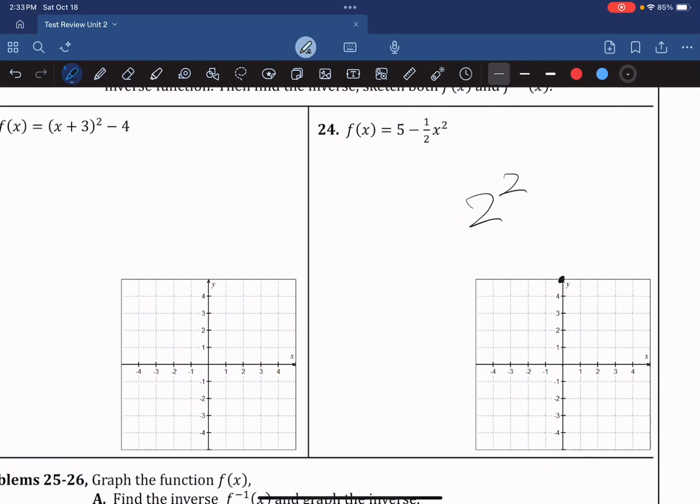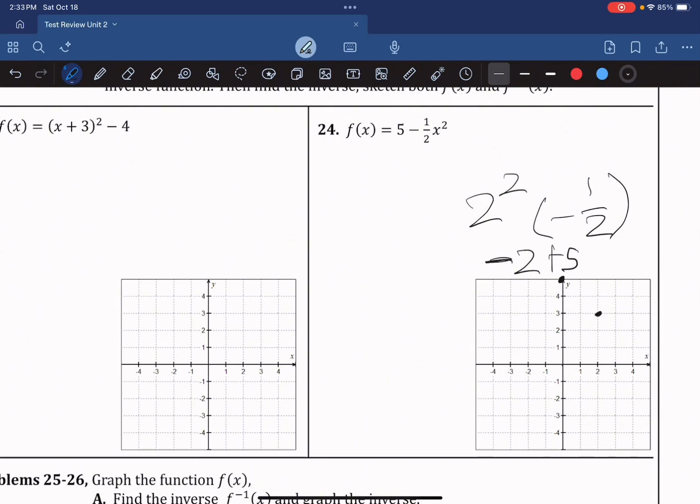2 squared times minus 1/2. 2 squared is 4, times minus 1/2 is minus 2. Minus 2 plus 5 is 3. So x equals 2 gives 3.